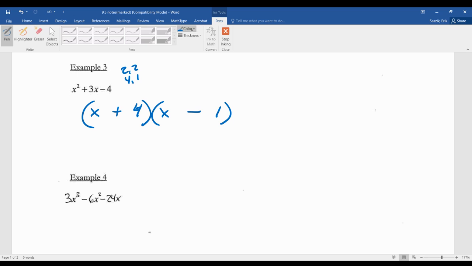Now watch how I do my check. I know that 4 times negative 1 is negative 4, good. This gives me 4x. This gives me negative x. 4x and negative x makes 3x. All set.